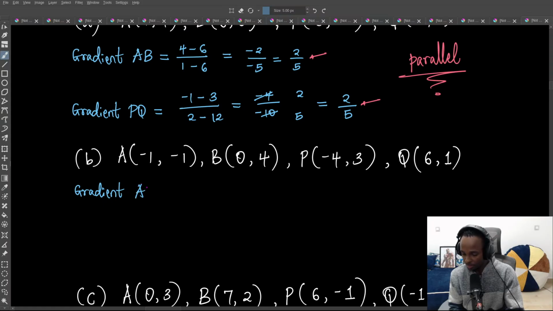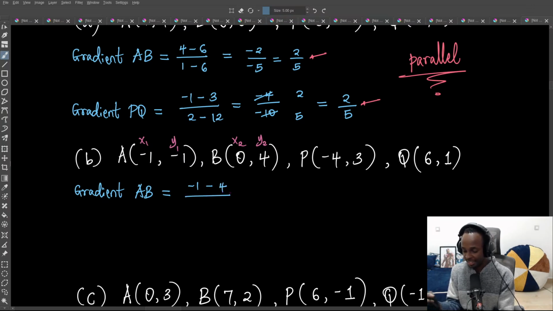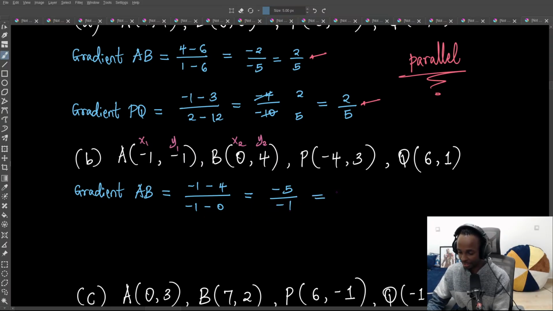the gradient of AB, and that is going to be the change in y over the change in x. So x1, y1, x2, y2. So the change in y will be negative 1, y1 minus y2, which is 4, over the change in x, x1 minus x2, and that's going to be negative 1 minus 0. So negative 1 minus 4 will give us negative 5, over negative 1 minus 0, which will be negative 1, and so the gradient of AB in this case is 5.